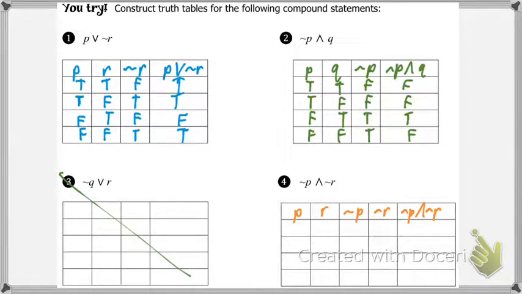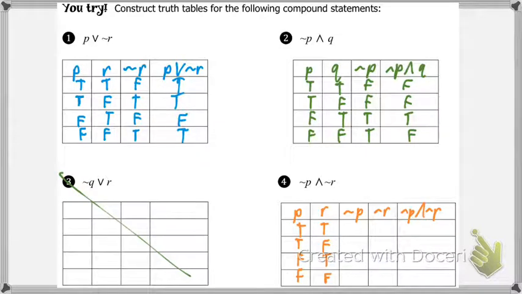I want you guys to try filling this one out. So what's the very first thing we do on these? What we made a habit of doing on these? Trues and falses for our P's and R's, our normal statements. So what are we going to do for the P's? True, true, false, false. First half, second half here. What am I going to do for my R's? True, false, true, false. I'm going to alternate them.